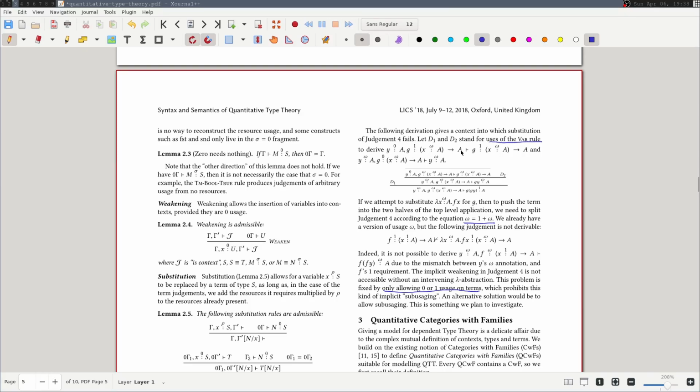G1 X infinity A, G1 X infinity A. Okay, that's just the same thing. G1 X infinity A, G1 X infinity A. Yeah, so we're saying from this, with this extra context of Y, we can just throw that away and get this. Okay. Y infinity A. Right, and this is just throwing that away to get the Y infinity A.